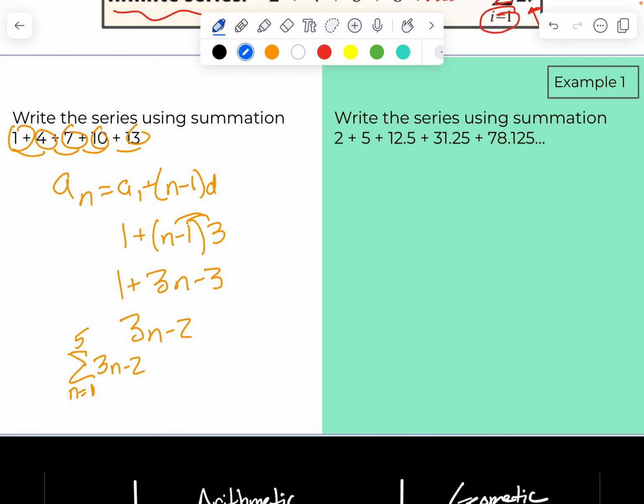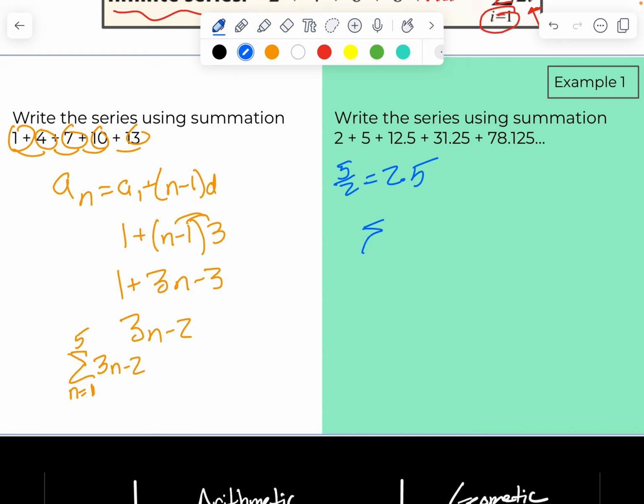If I look at this next one, I have to again figure out if it's arithmetic or geometric. This is changing by 3, this is changing by 7.5, so it's definitely not arithmetic. If I do my second term divided by my first, this would give me 2.5. So here's my r value, my common ratio.